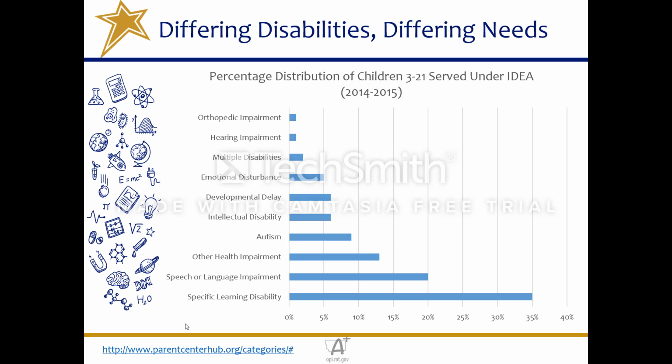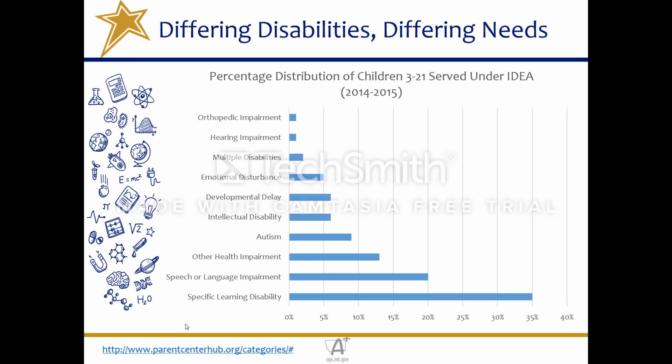Developmental delay is used for children from birth to age 3 and from ages 3 through 9. The term developmental delay means a delay in one or more of the following areas: physical development, cognitive development, communication, social or emotional development, or adaptive development.